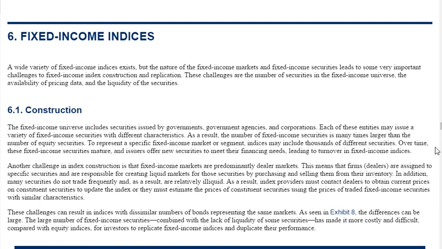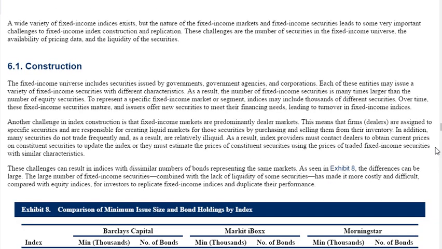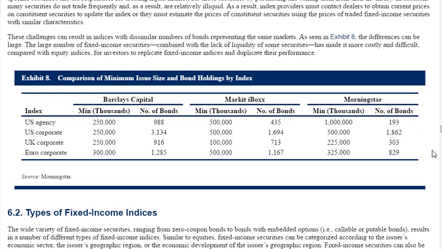Just going to take a quick screenshot of the ebook with regards to fixed income indices. So there's a little bit in terms of the construction, but I just want to show this table instead of putting it into a slide. Exhibit 8 was a comparison of minimum issue size and bond holdings by index. So in this case, they're showing you the Barclays Capital, Markit iBoxx. iBoxx are very popular fixed income, and then some Morningstar indices. So you can see the index US agency, US corporate, UK corporate, and Euro corporate.